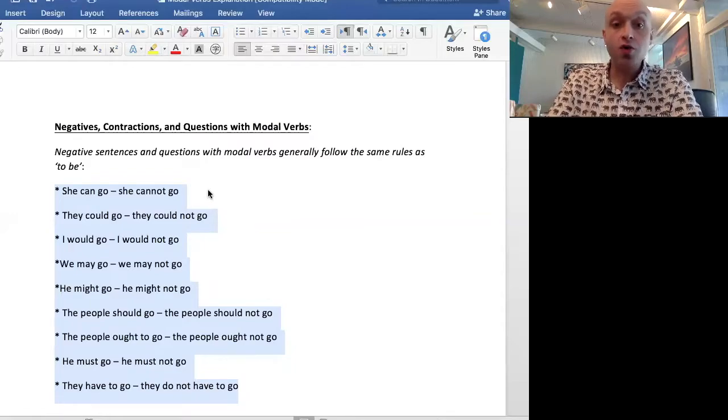She can go, she cannot go, they could not go, I would not go, we may not go, he might not go, the people should go, the people should not go, the people ought to go, the people ought not go, he must not go, they have to go, they don't have to go. So those are the negatives.